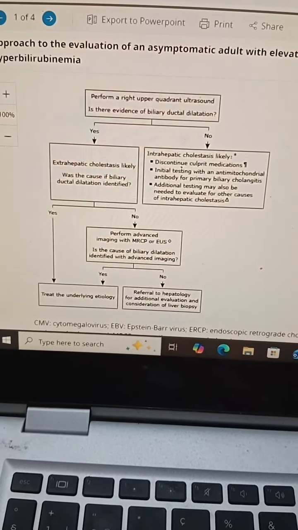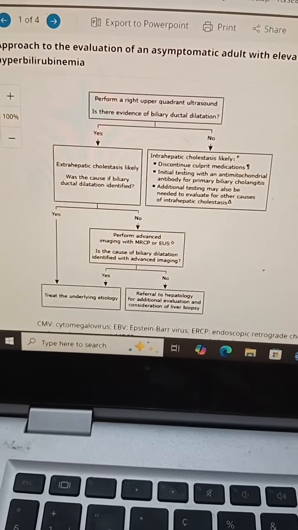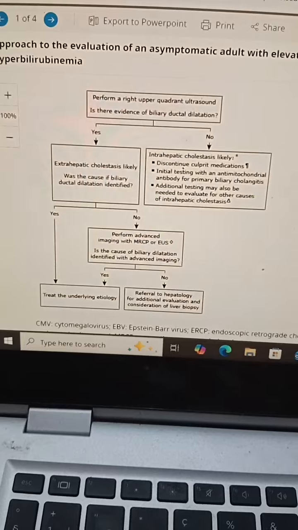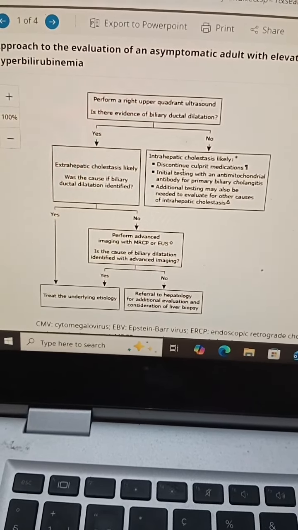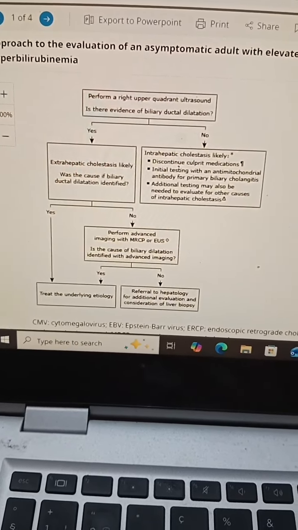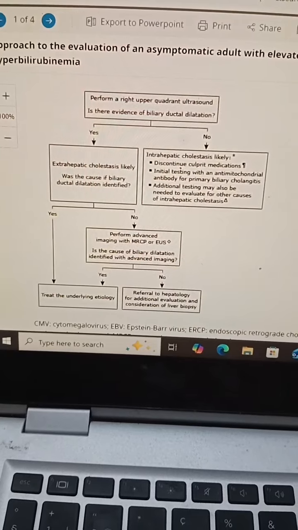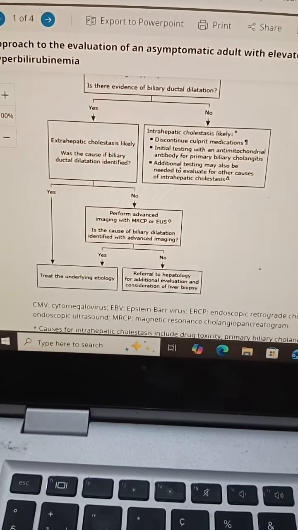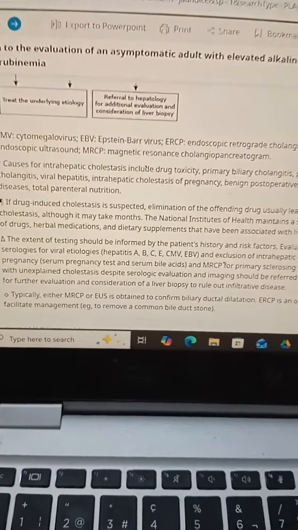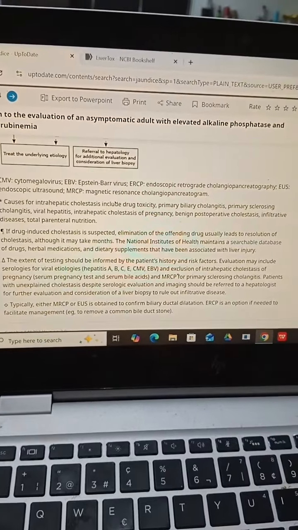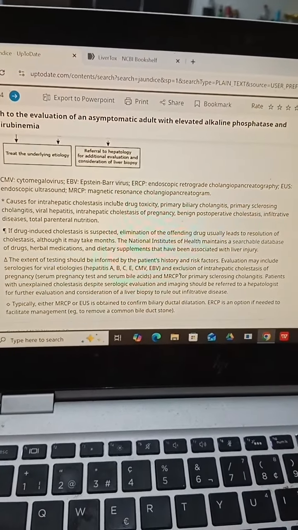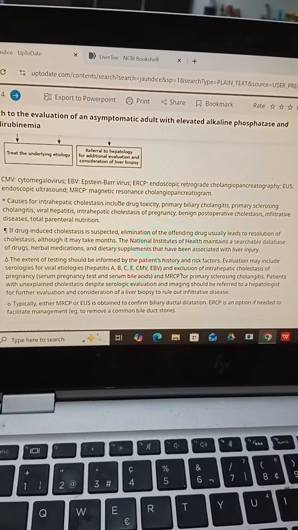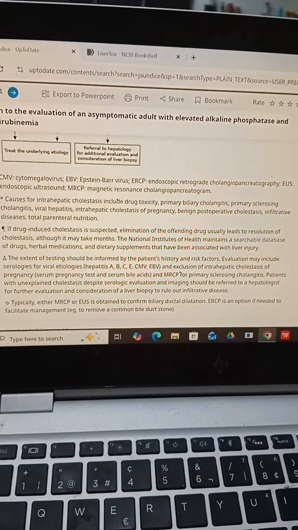So you discontinue the culprit medication, and it could be because of primary biliary cholangitis. So you go for anti-mitochondrial antibody levels, and if that is not the case, then additional testing may also be needed for evaluating the cause. And now an important thing, the extent of testing should be informed by the patient's history and risk factors.